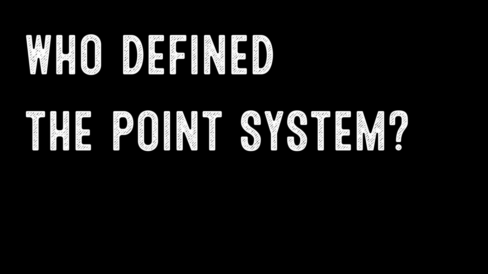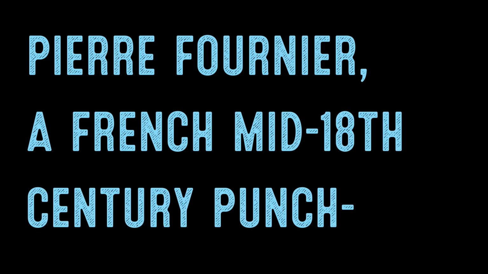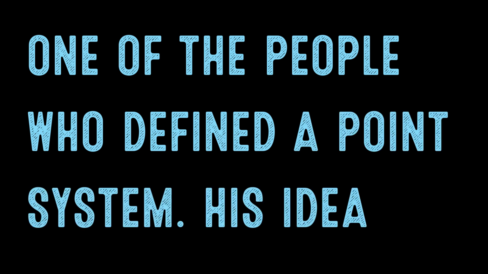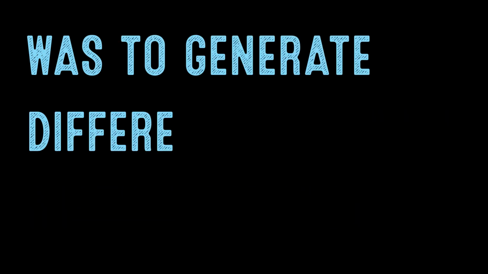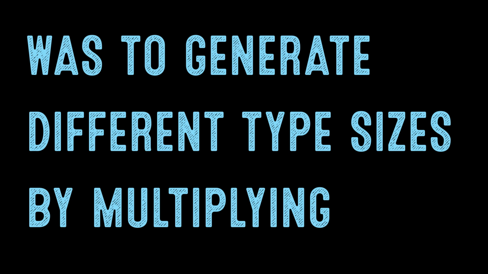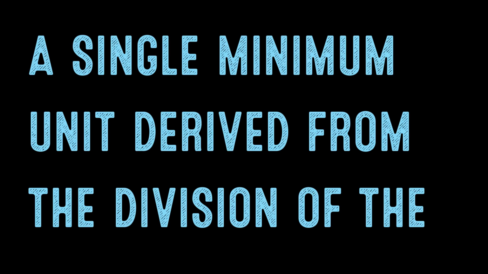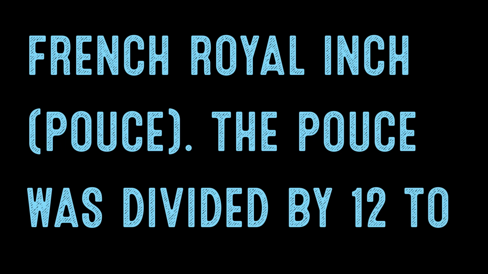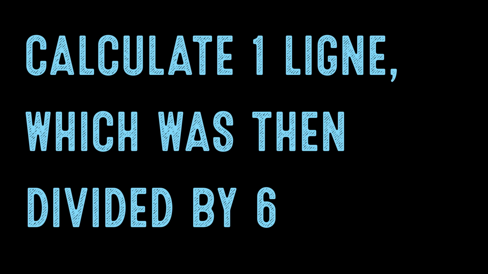Who defined the point system? Pierre Fournier, a French mid-18th century punch cutter, type founder, and typographic theoretician, was one of the people who defined a point system. His idea was to generate different type sizes by multiplying a single minimum unit derived from the division of the French royal inch, pouce. The pouce was divided by 12 to calculate one ligne, which was then divided by 6 to get 1 point.